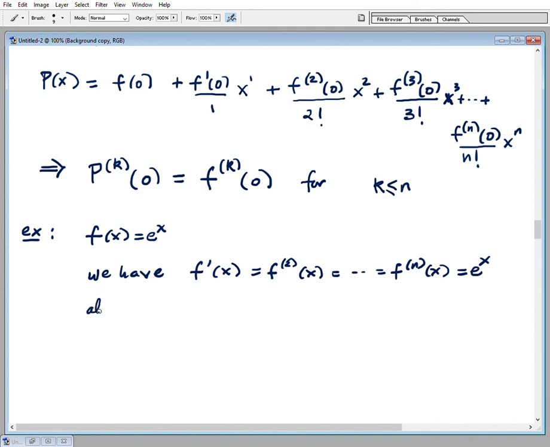Okay, also, when we substitute in 0 for any of these, let's say f^(k), any derivative is equal to e to the x, right? So what happens when we substitute in 0?